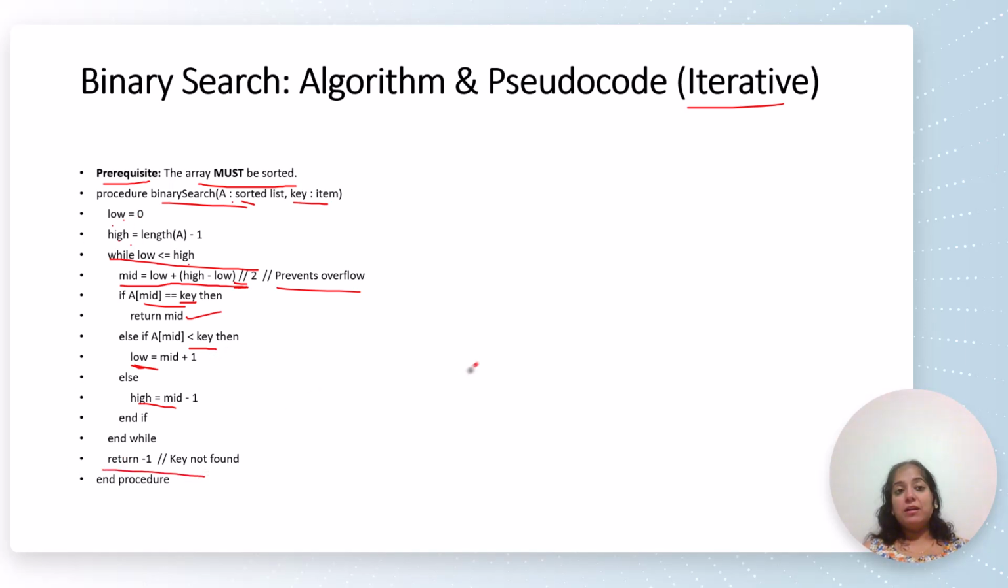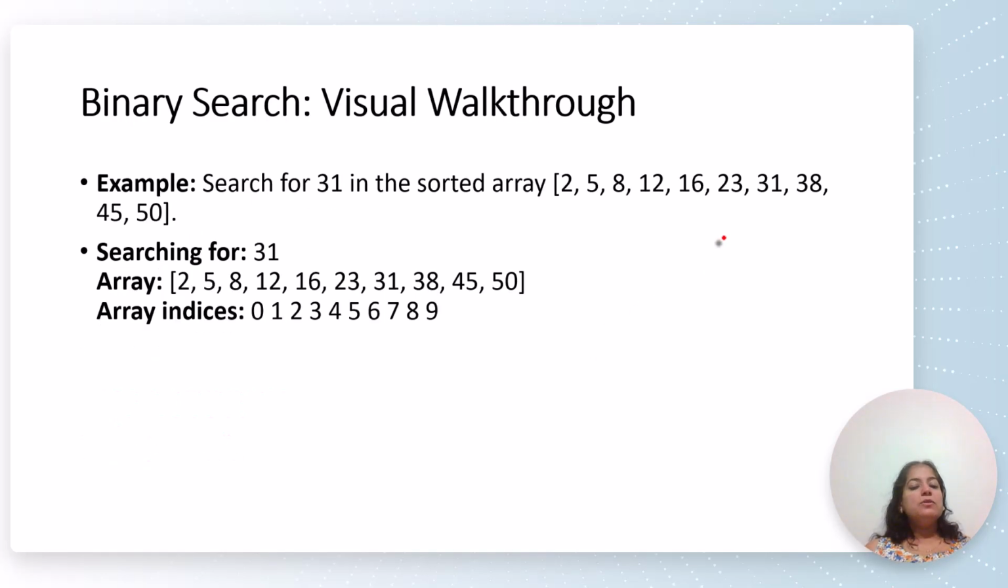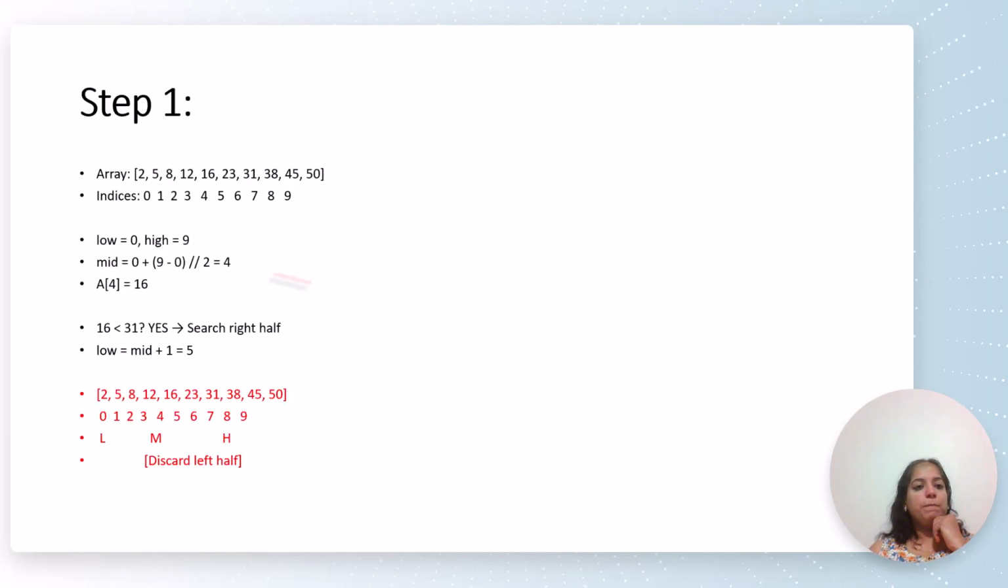Just try to dry run the algorithm on a sorted array. So for example, my sorted array is 2, 5, 8, 12, 16, 23, 31, 38, 45, 50, and we are looking for the element 31, right? And these are the array indexes. Because there are 10 elements in the array, the indexes will be from 0 to 9.